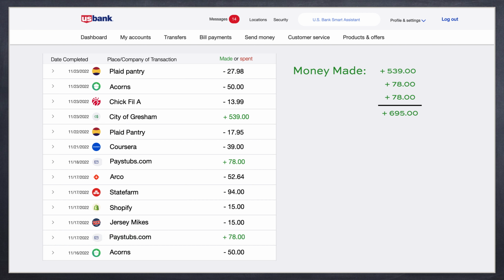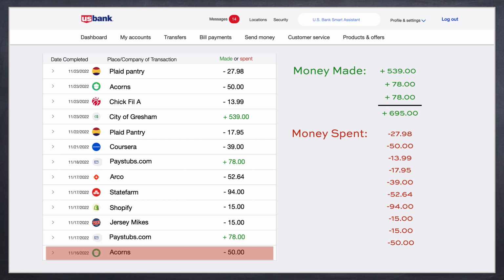So now we're going to go and let's find the money spent. And so that's going to be everything else. So it even says minus. So Plaid Pantry, minus $27.98, Acorns, Chick-fil-A, Plaid Pantry, Coursera, Arco, State Farm, Shopify, Jersey Mike's, and Acorns. So again, you tally all that up, and that's going to be minus $375.56.